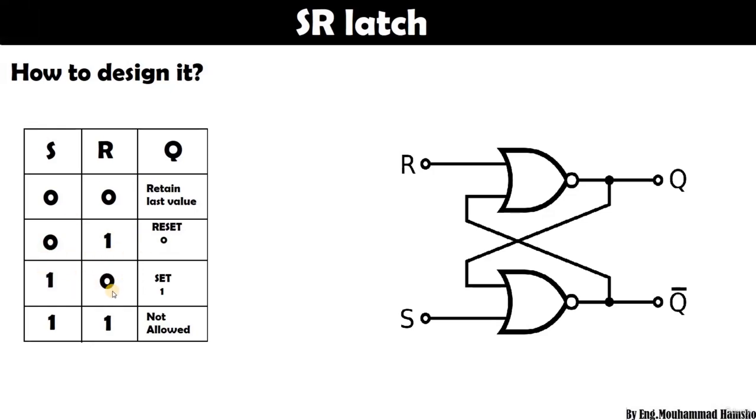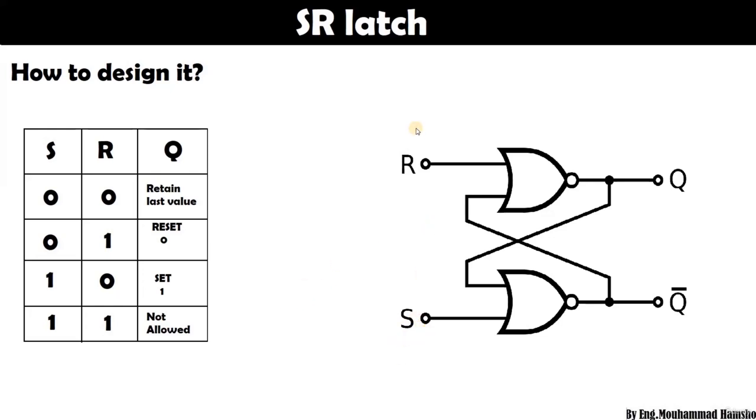Now the set operation is the opposite of reset. The S needs to be 1 and the R needs to be 0. In this case, if I press S, I will see 1 here at Q. And let's say I had a 0 right here, I press S, it will turn to 1. If I already have a 1 and I press S, the 1 here will stay as it is. So the 1, 0 here is going to set the Q.